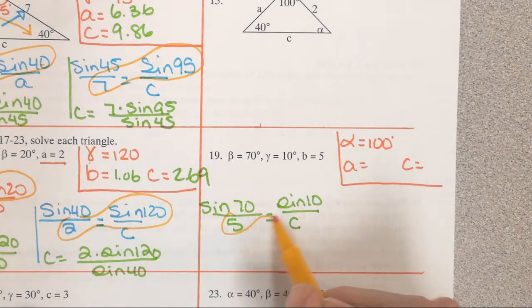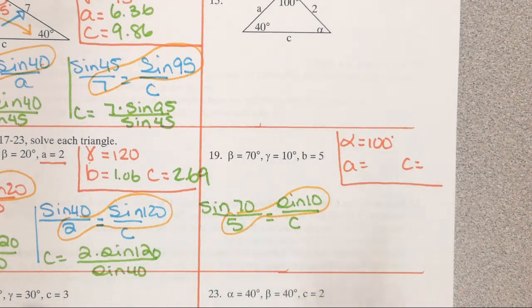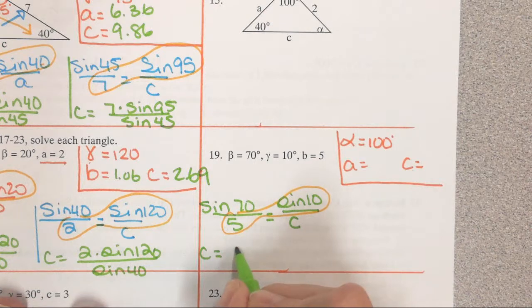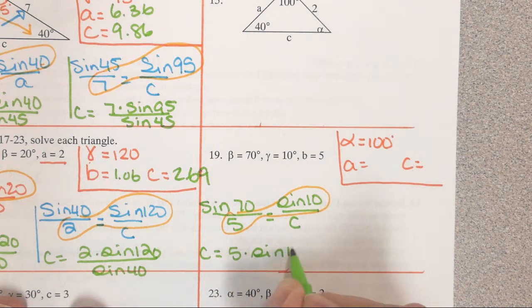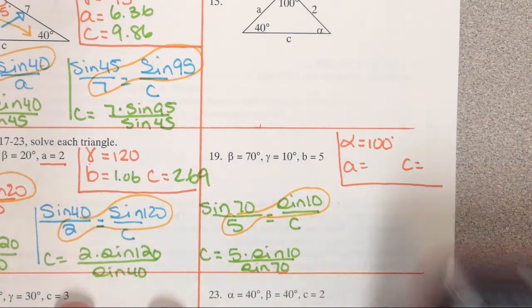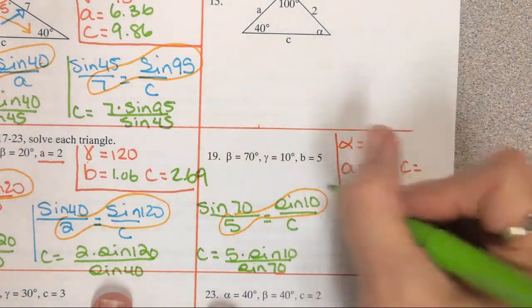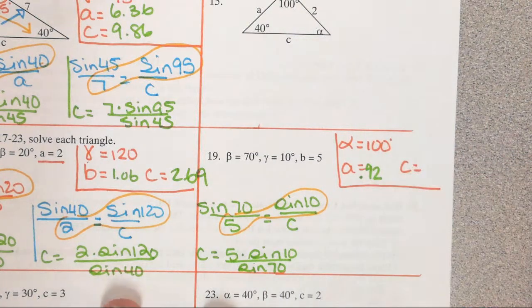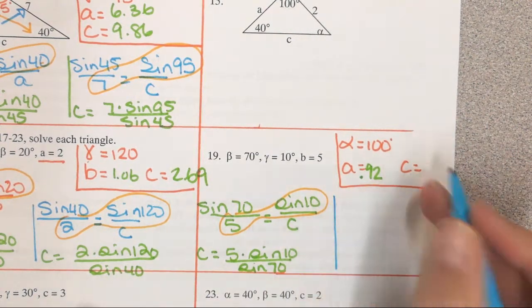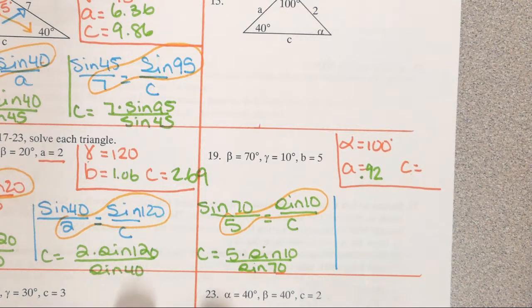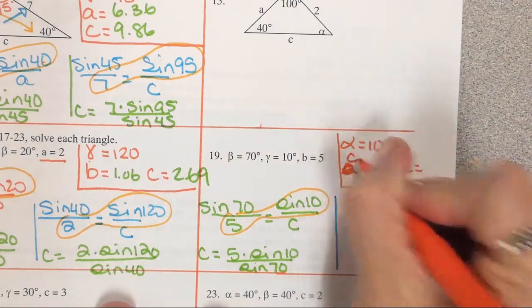Again, we're going to go circle the numbers that are diagonal, divide by the one we didn't circle. C equals 5 times sine of 10 divided by sine of 70. Okay, so 5 times sine of 10, enter, divided by sine of 70. We get 0.92. Okay, let's go find C. Oh wait, that was C. I wrote it in the wrong spot. This is my C. This will be A.